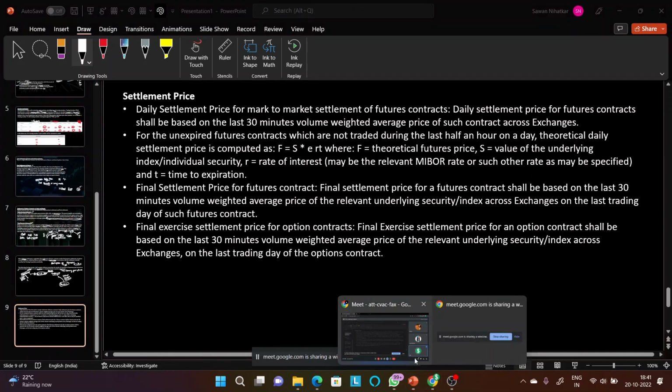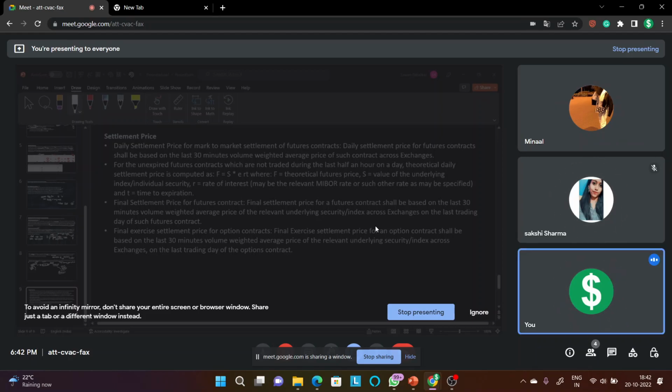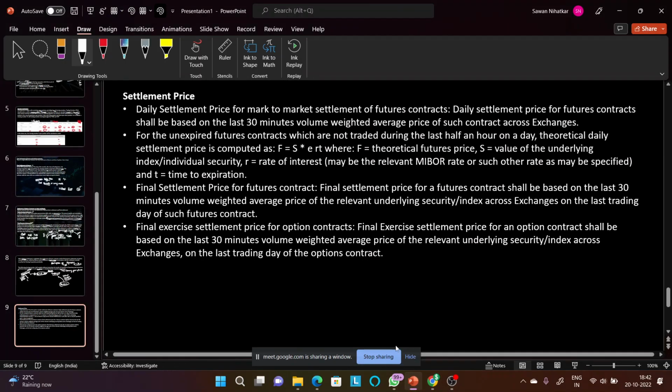Please don't sleep yar, because I can understand this is very dry, but still you need to learn, because in the exam you can expect a question, and this chapter is having a weightage of 15 marks. So तो पढ़ना ही पड़ेगा obviously.